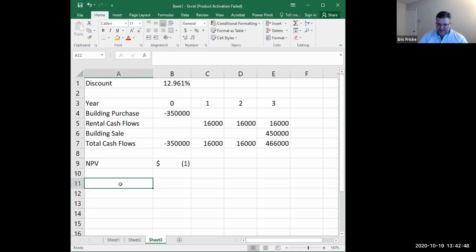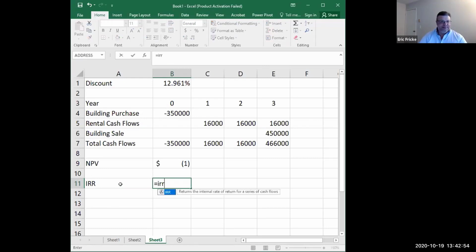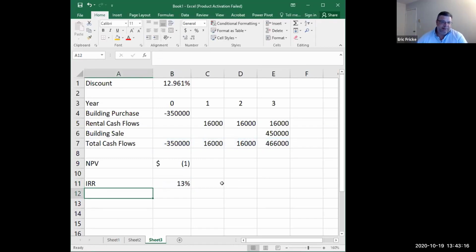Now, you don't want to have to do that, right? So let's go ahead and calculate IRR like this using the IRR formula. You just do that, IRR, and then the way you do it is you highlight the whole range of total cash flows like that. So our cash flows are B7 through E7. And I'm going to increase the number of significant digits on here so we can see what happened. So it's 12.9609. That's how IRR works, pretty simple.